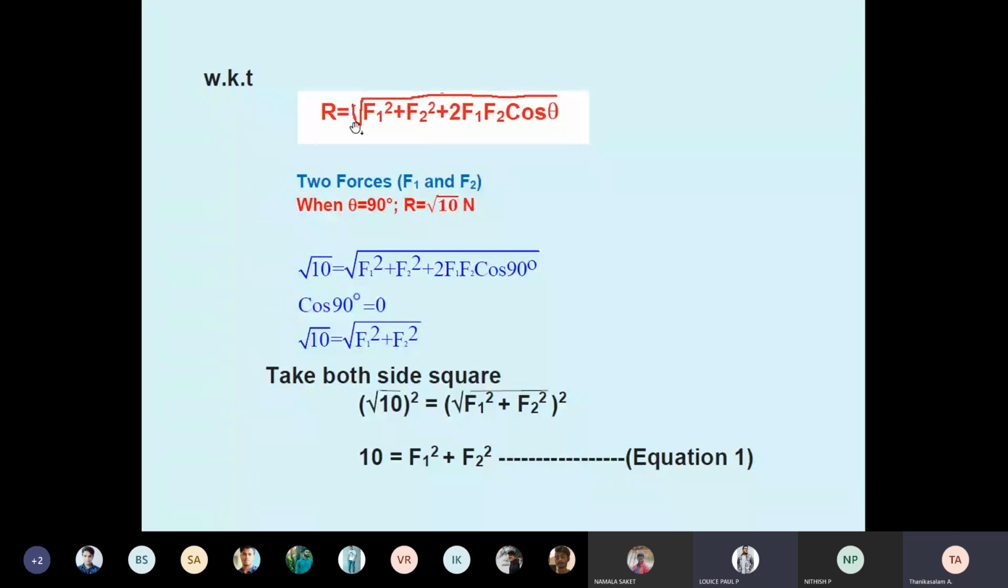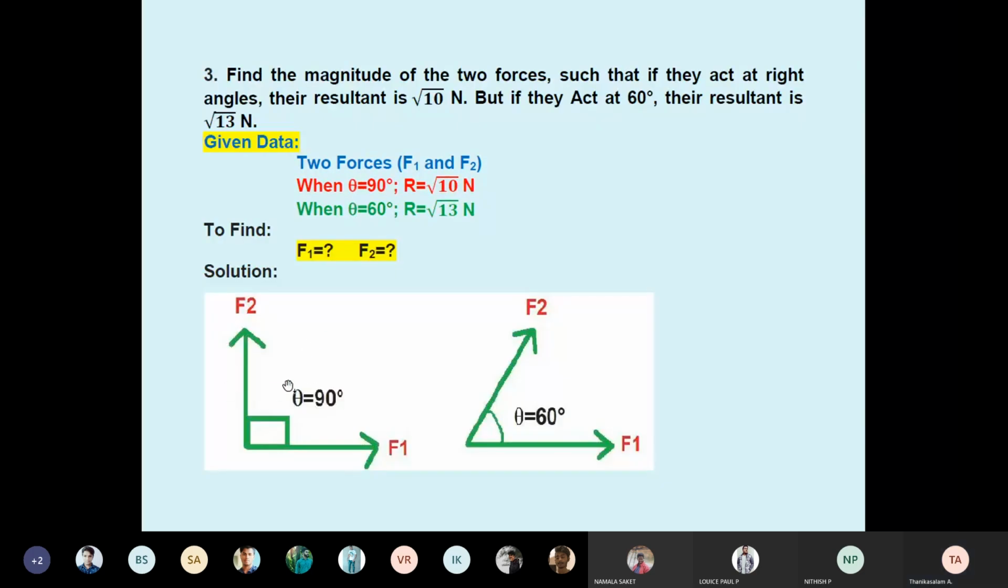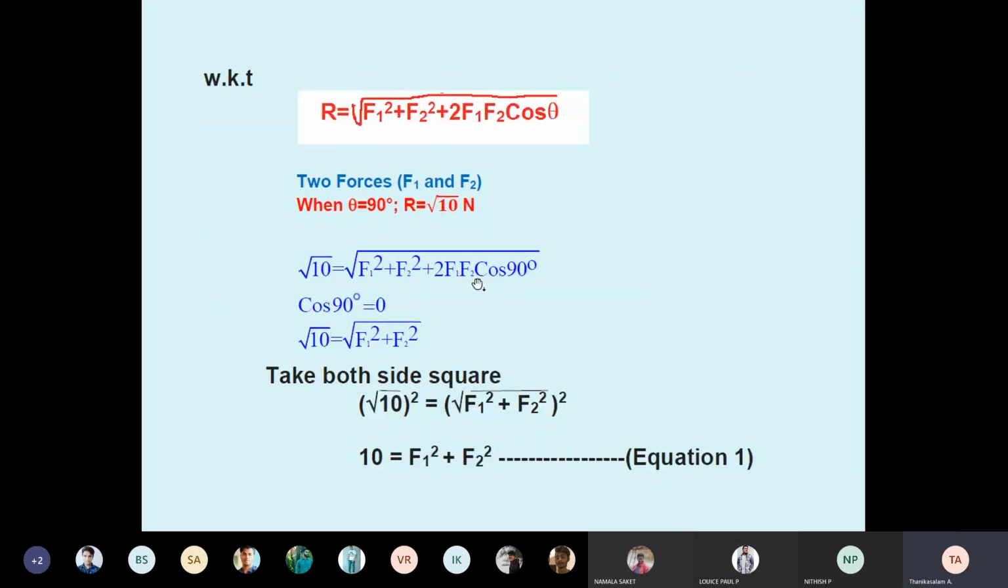Okay. So we know the resultant value, square root 10. Theta we know in the first case, 90 degrees. Cos 90 is 0. So you put it in the equation. Finally you get square root 10 equal to square root of F1 square plus F2 square. Take both sides square. So the final equation: 10 equal to F1 square plus F2 square. Nitish, do you understand up to this?